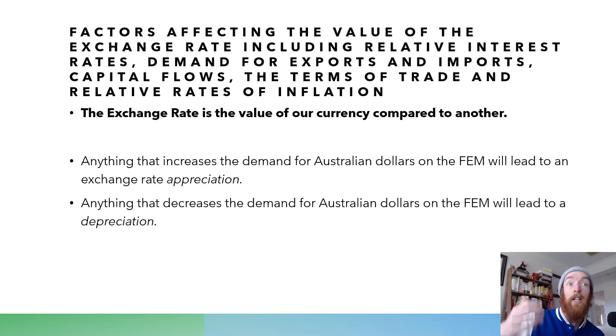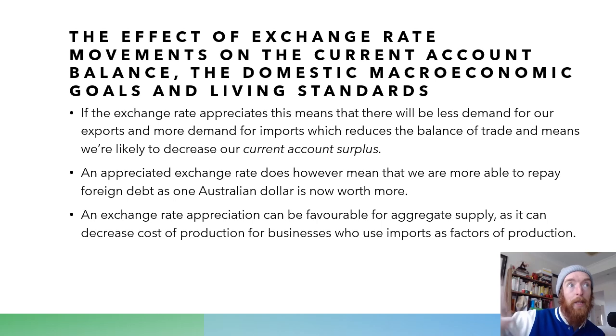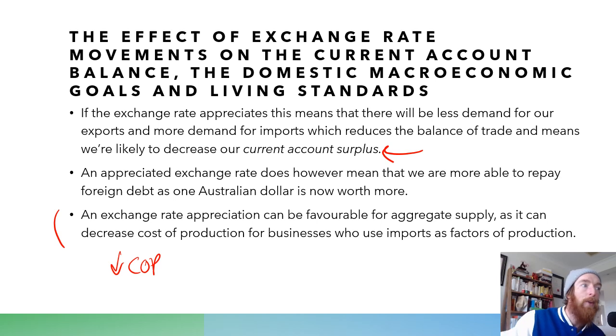The exchange rate is the value of our currency compared to another currency, usually the US dollar. Anything that increases the demand for Australian dollars in the foreign exchange market will lead to an exchange rate appreciation. Anything that decreases the demand for the Australian dollar on the foreign exchange market will lead to an exchange rate depreciation. So if the exchange rate appreciates, this means that there will be less demand for our exports and more demand for imports, which reduces the balance of trade. It means we're likely to decrease our current account surplus overall. An appreciated exchange rate does, however, mean that we're more able to repay our foreign debt, as $1 is now worth a lot more against another currency. An exchange rate appreciation can also be favorable for aggregate supply, as it can decrease the cost of production for businesses who use imports as factors of production.